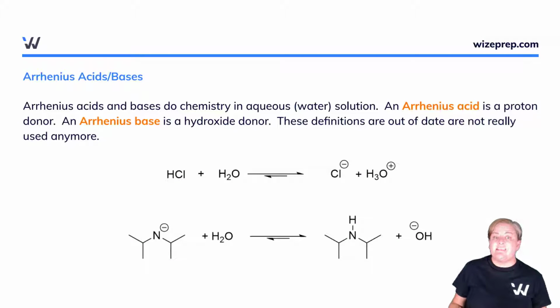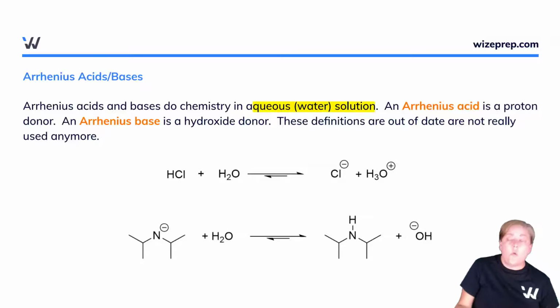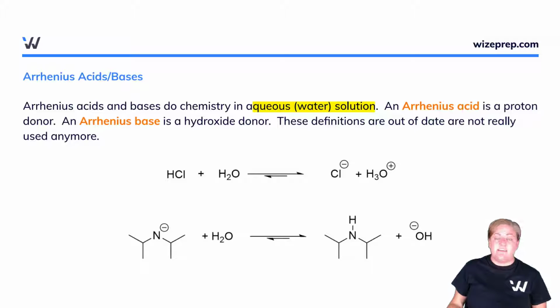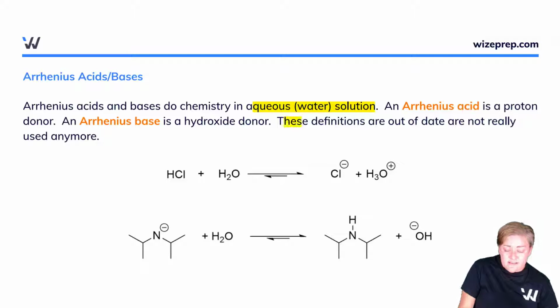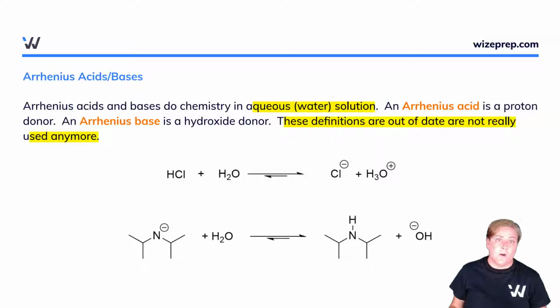So an Arrhenius acid and base do chemistry in a very specific environment, water or aqueous conditions. An Arrhenius acid is a proton donor, and an Arrhenius base is a hydroxide donor. Now, it's worth drawing your attention to something very important here, and that is that these definitions are pretty out of date, and for that reason, not used anymore. In your organic chemistry courses, you will need to have a baseline understanding of what these definitions are, but you're only going to see Bronsted Lowry acids and bases and Lewis acids and bases in action.